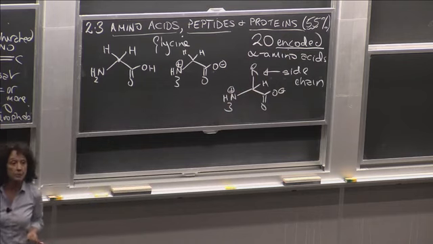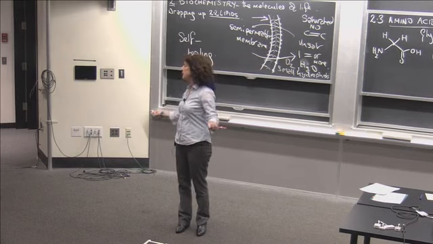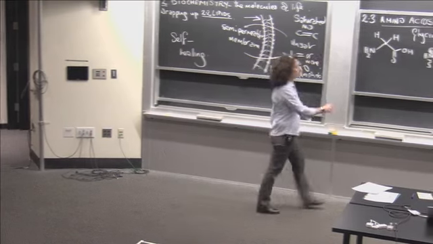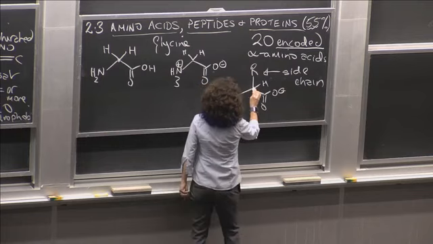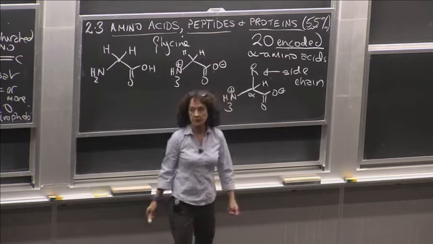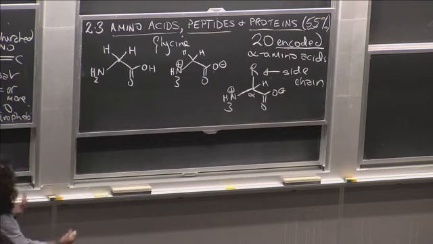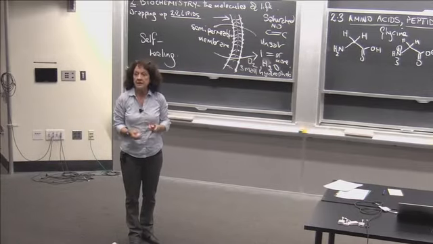GABA, that I showed you on the previous slide, is not an alpha amino acid. Actually, it's a gamma amino acid. These are called alpha amino acids because the amine group is at the alpha position relative to the carboxyl. Don't need to know a lot more about that. So let's take a look at this set of amino acids.